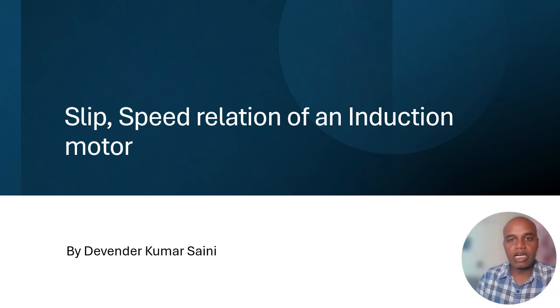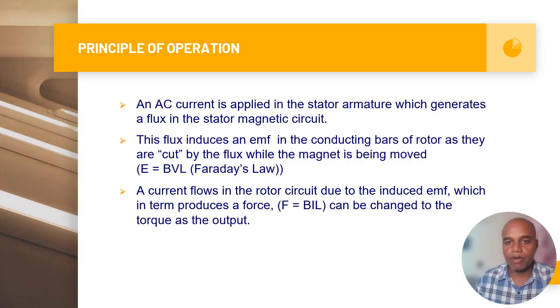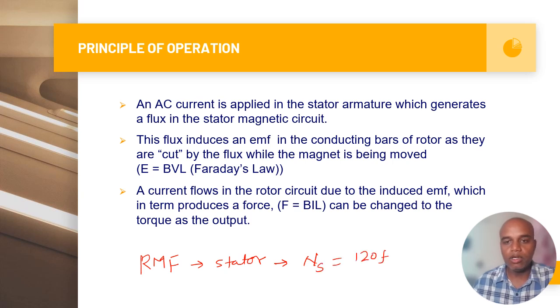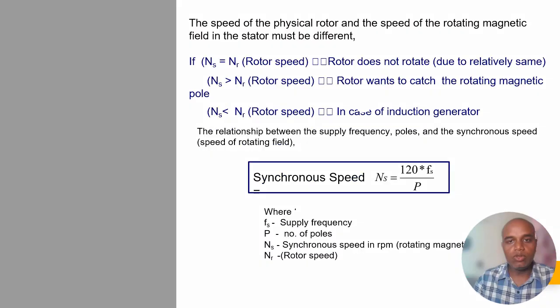So let's start by briefly discussing the principle again, as we stated in the previous lecture, that the induction motor creates a rotating magnetic field, also known as the RMF, through the stator winding, and that rotating magnetic field rotates at the synchronous speed, known as Ns, which equals 120 f over P. Here f is the supply frequency, P is the number of poles, Ns is the synchronous speed in RPM, and Nr we will take as the rotor speed. There are three scenarios here.